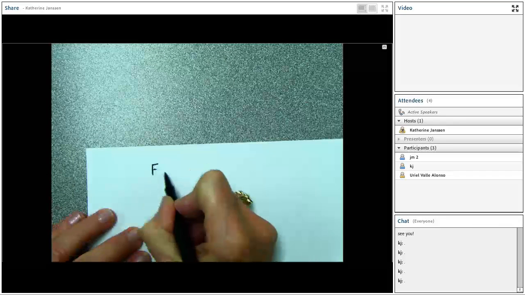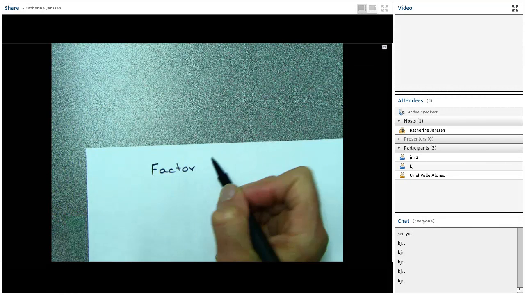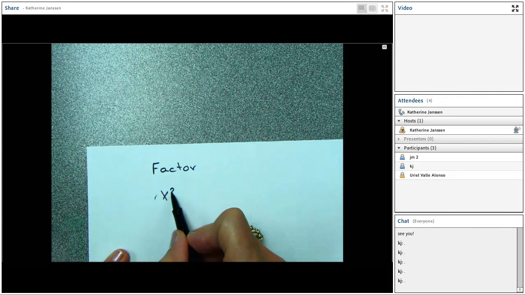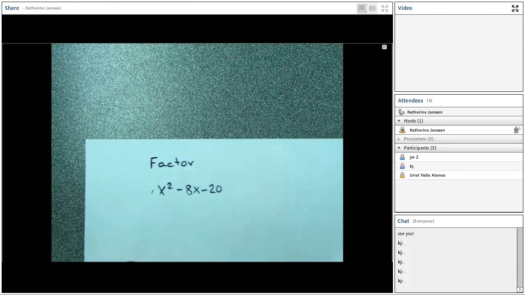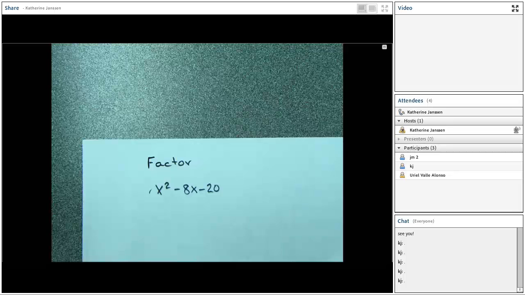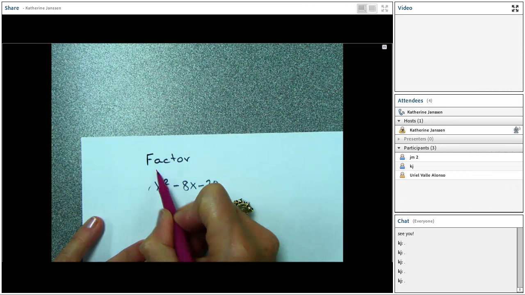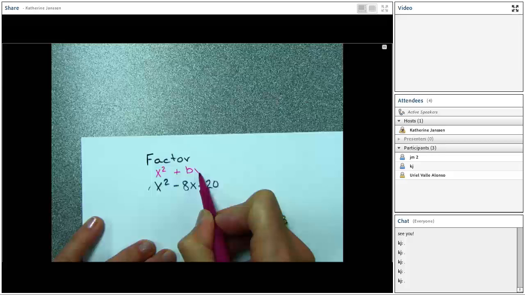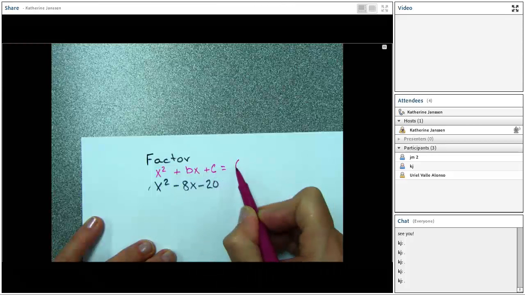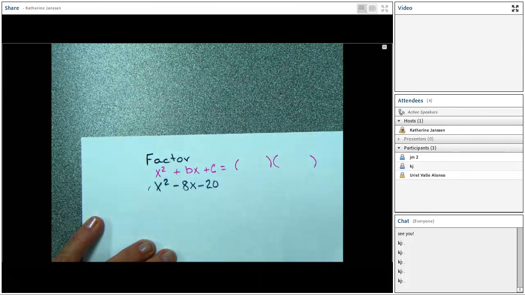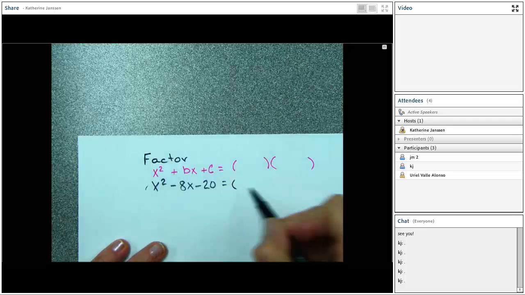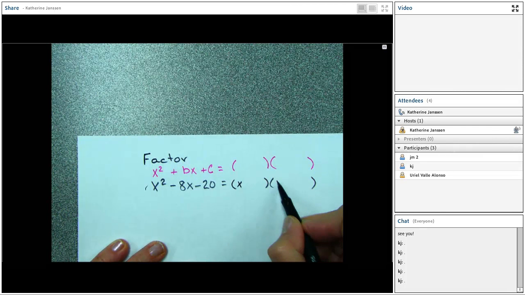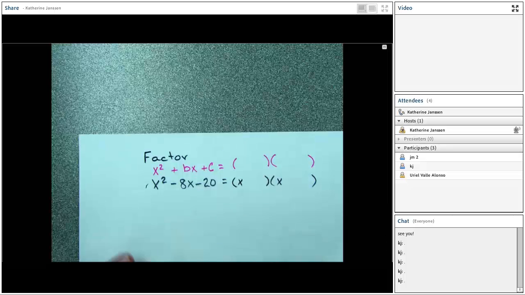Supposed to factor x squared minus 8x minus 20. Well, I'm factoring a polynomial, but it looks to me like it's of the form x squared plus something times x plus a constant. We expect we can factor that as a product of two binomials. Let me take the first term. In FOIL, the first term x times x would be x squared, so I've got that covered.